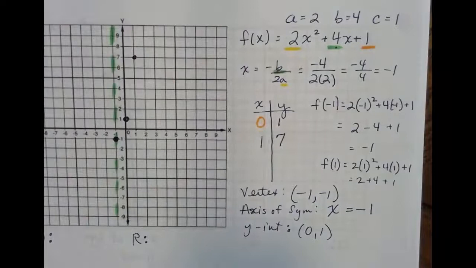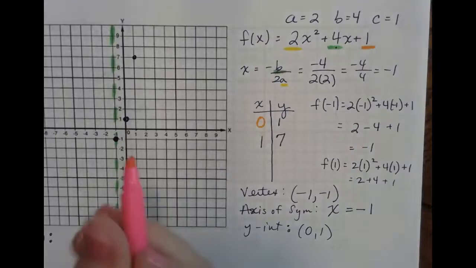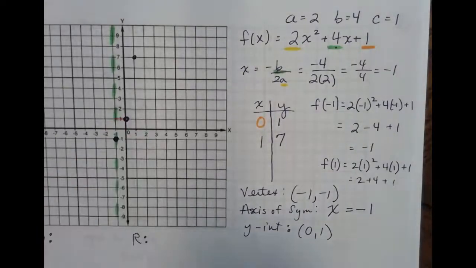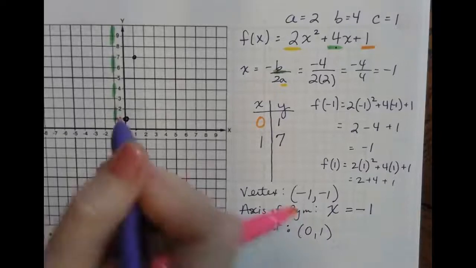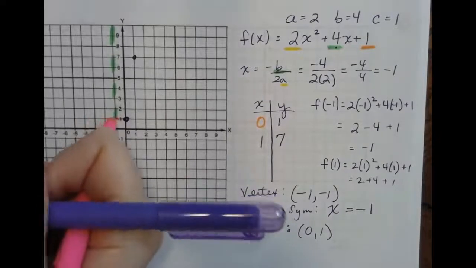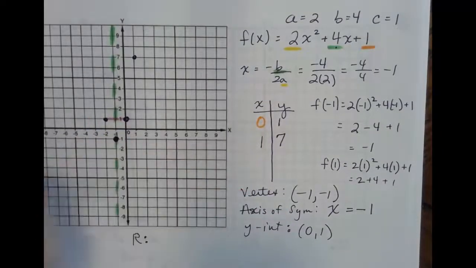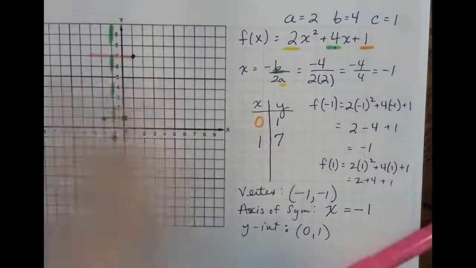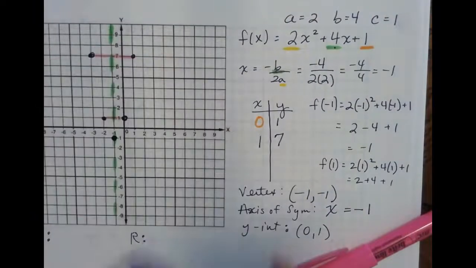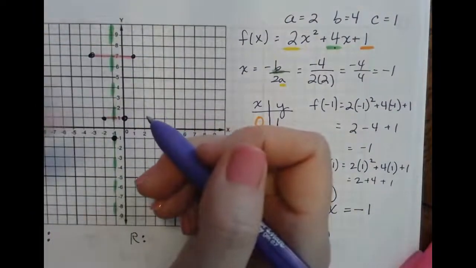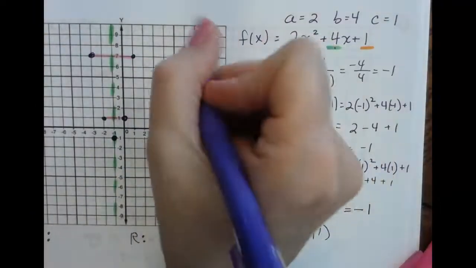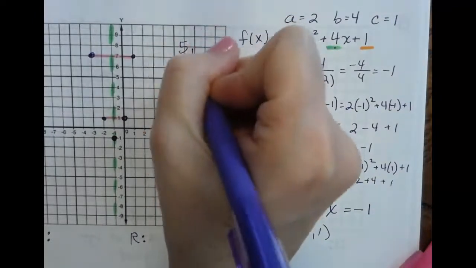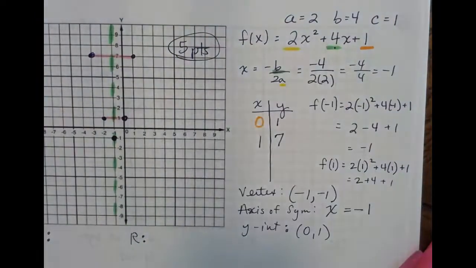Now, we learned on the first one that we can just use symmetry in order to graph the other side of the parabola. So if we are 1 unit to the right, we also are going to be 1 unit to the left. And if we are 2 units to the right, we will also be 2 units to the left. And 1, 2, 3, 4, 5, that's what we're looking for when we graph a parabola. We want to see 5 points plotted.